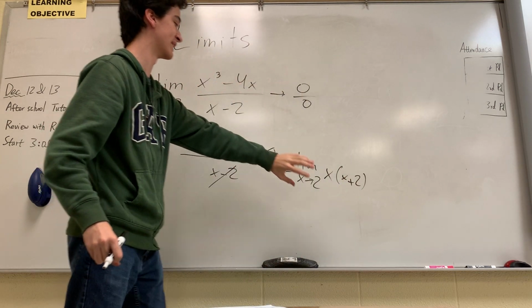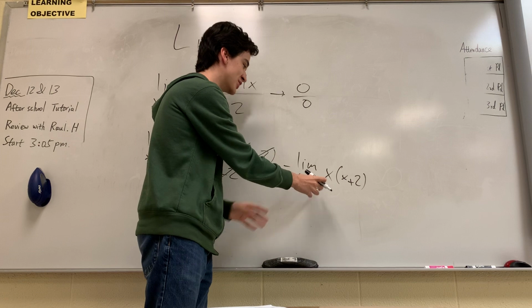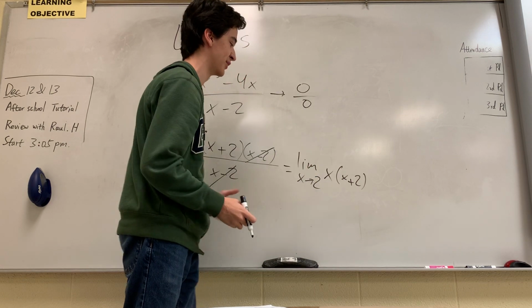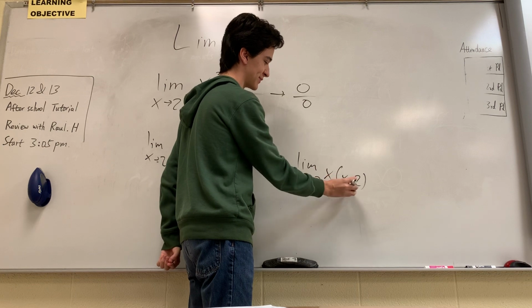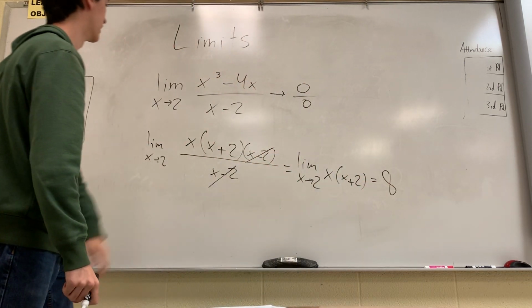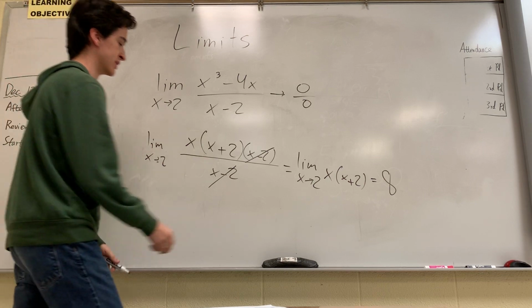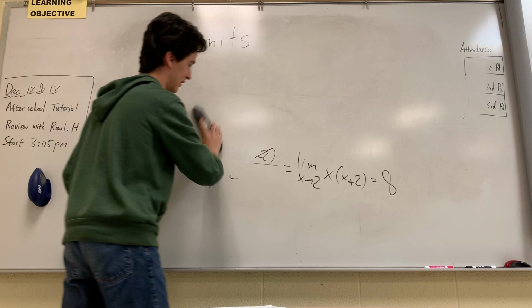And then once you have a limit like this, that you see that there's no dividing by 0 or anything, what you do is just plug in the number and see what value you get, right? So when you plug in 2, you get 2 times 2 plus 2, which is 2 times 4, so that's going to be 8, right? So that's the factoring method for solving limits. Now I'll erase from the top to the bottom.